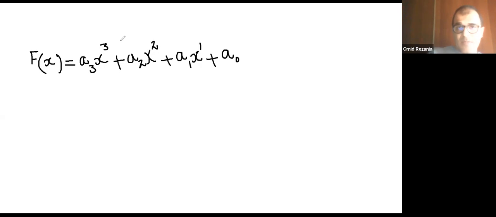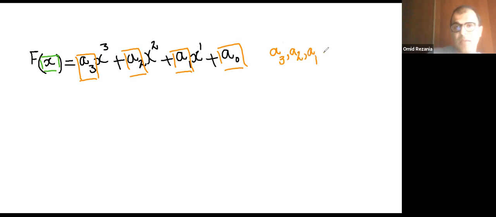And also we say that a3, a2, a1 and a naught here are the coefficients of these cubic functions of a single variable, where the variable is going to be the x. And we say that in our case, all of the coefficients a3, a2, a1, and a naught are real numbers.